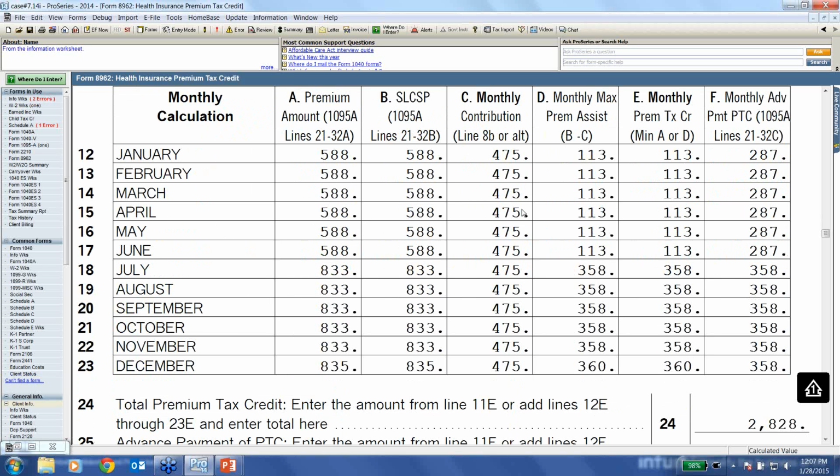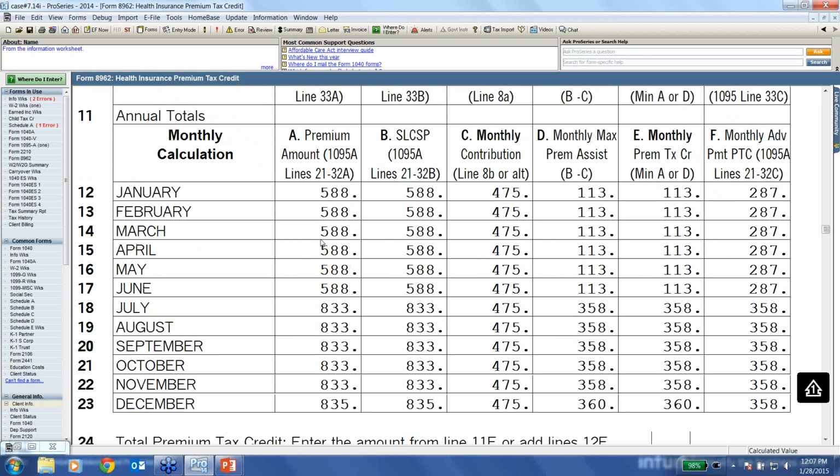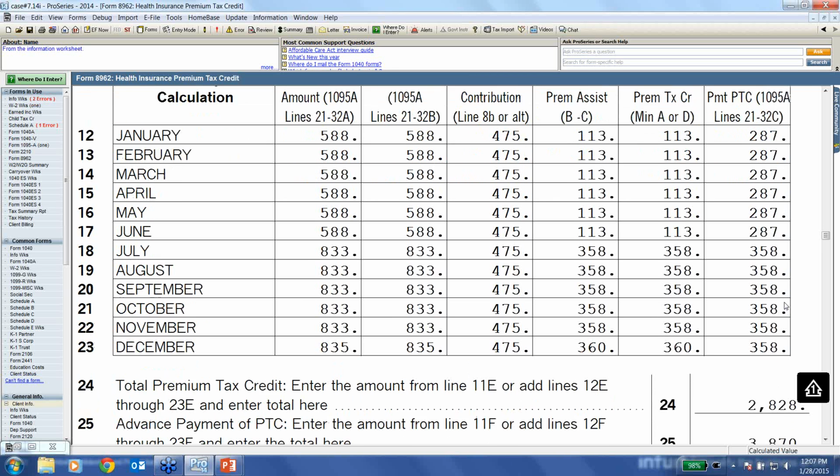Monthly contributions, $475. We subtract column C from B. We get 113 for the first half of the year, and then it goes up to 358 underneath the cap in column A. So our monthly premium tax credit is going to be 113 for the first half of the year, and then 358 after that. The advances, the net figure after reducing it by 50% is going to be 287 for the first half of the year, and then 358 for the second half of the year.